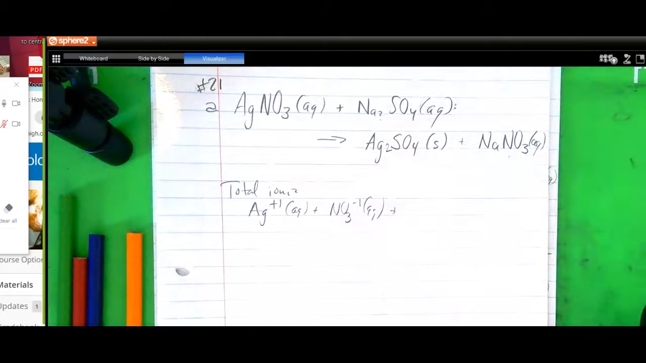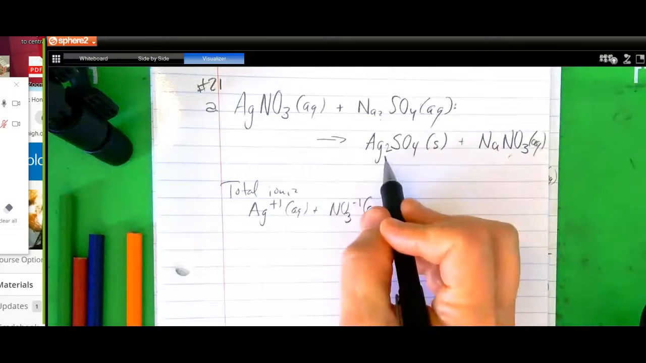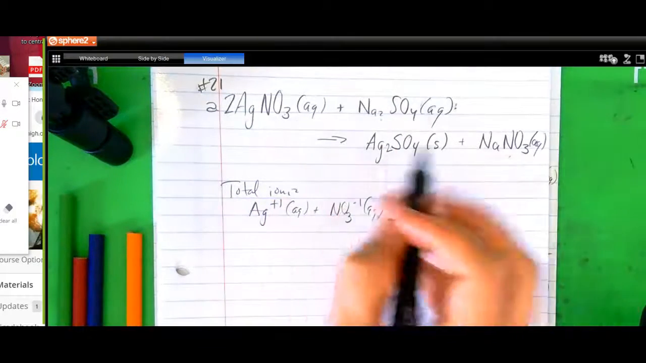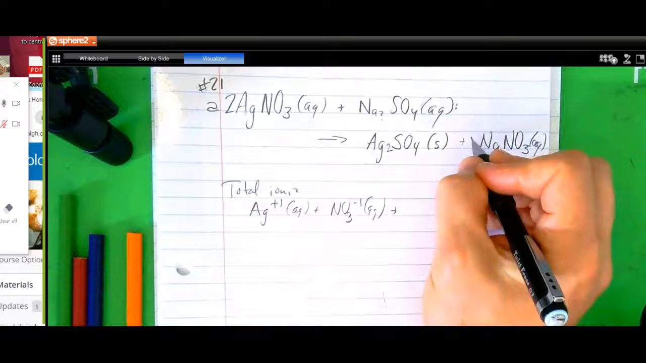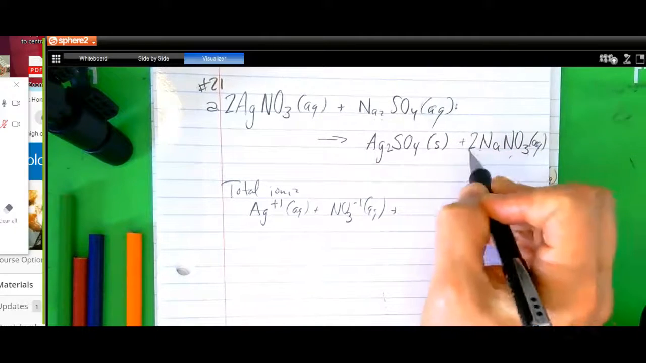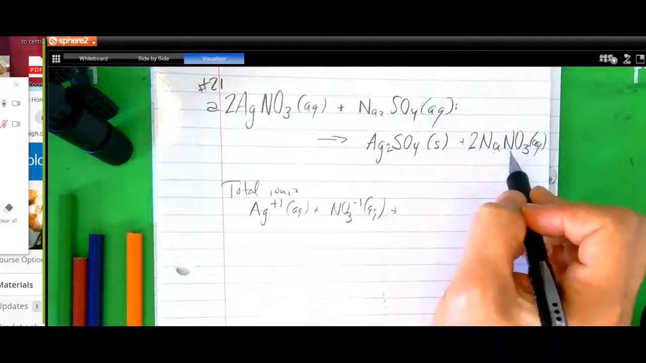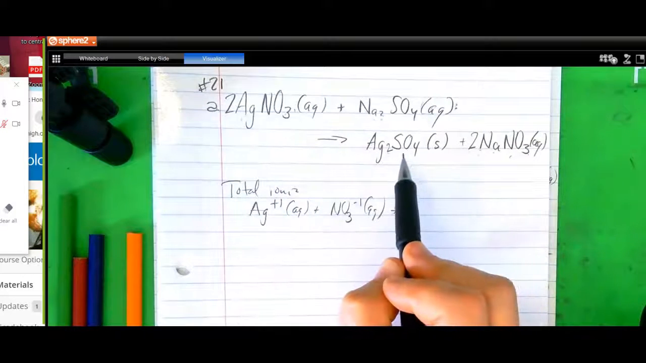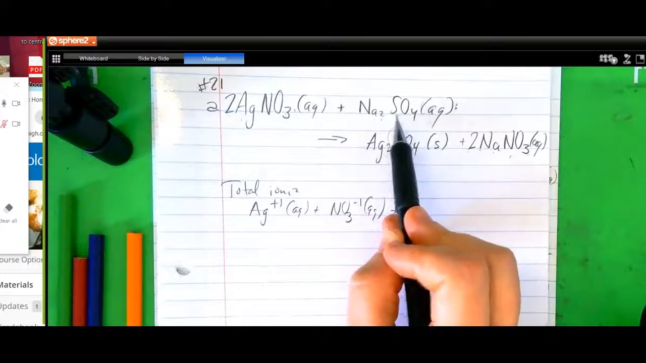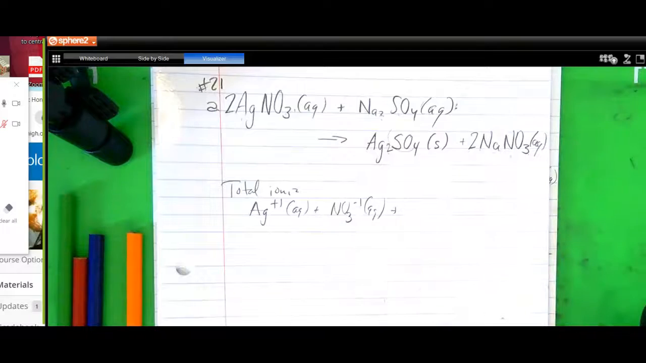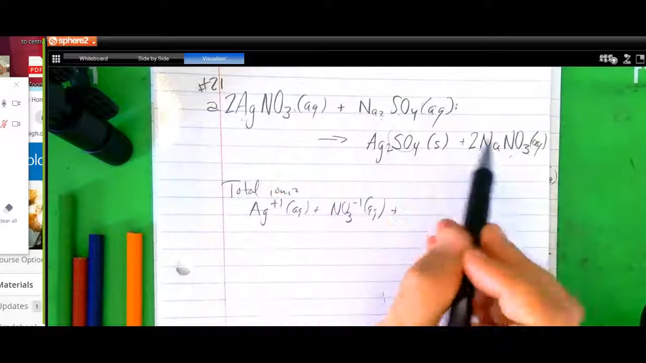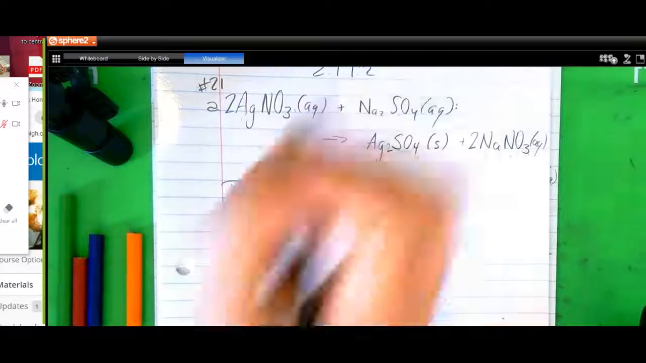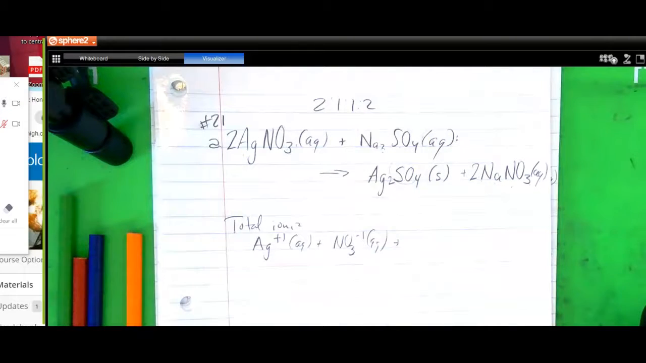Oh, wait a minute, we forgot to do something. We have to balance it. I have 2 silvers here, 2 silvers here. 2 nitrates, 1 nitrate here. I have to put a 2 here to make 2 nitrates here. That gives me 2 sodiums, 2 nitrates, 2 silvers, 1 sulfate, 2 sodiums. We're good, we're balanced. So we've got a 2, 1, 1, 2 mole ratio. Not that that's relevant right now, but it's always good to write it down if we had to do moles.